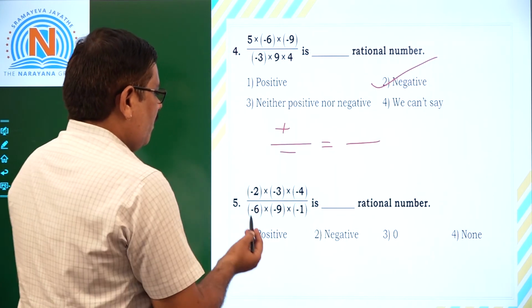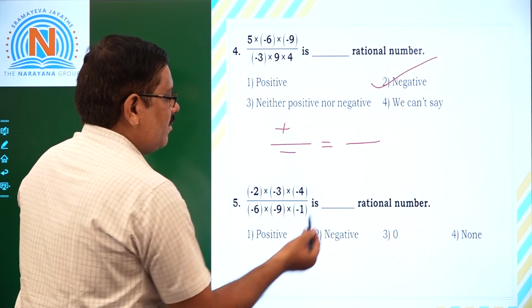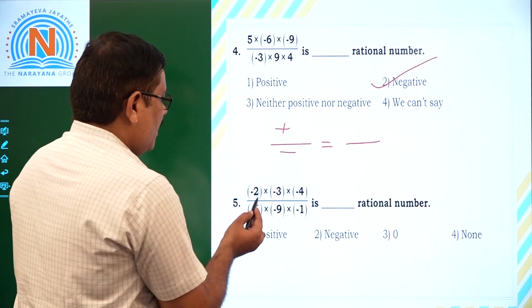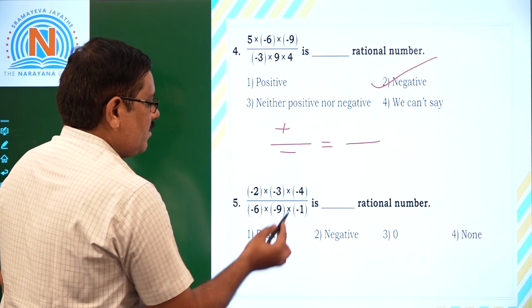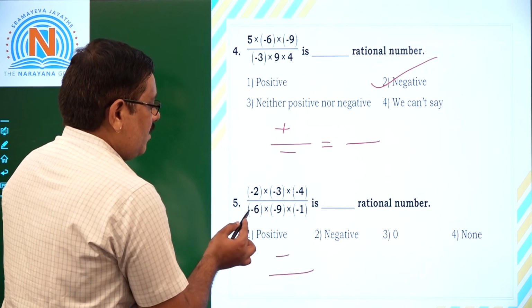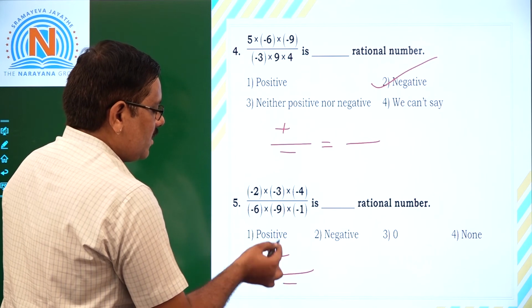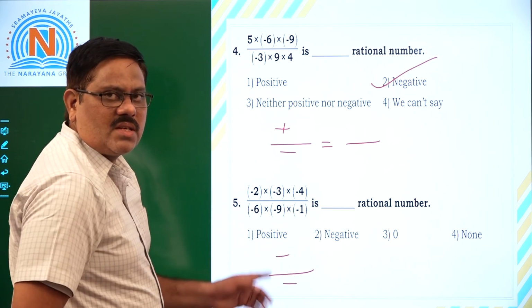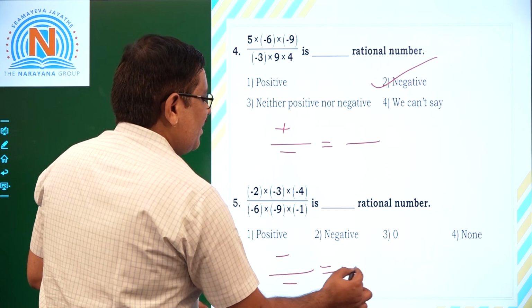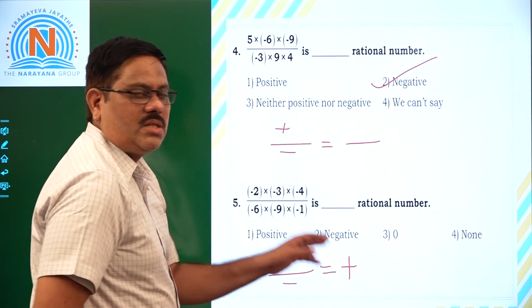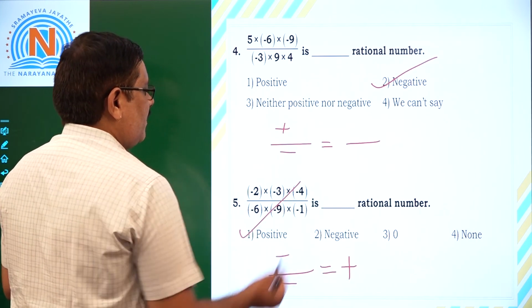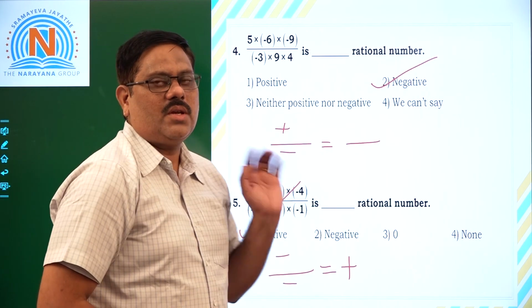Next, if you look at this, what kind of rational number is this? Positive or negative, he is asking. Minus into minus is plus, plus into minus is minus. The numerator is negative. Minus into minus is plus, plus into minus is again minus. So if you observe, both numerator and denominator have the same sign, so that results in a plus sign. So it is positive. Positive is nothing but the first option. So this is a positive rational number.